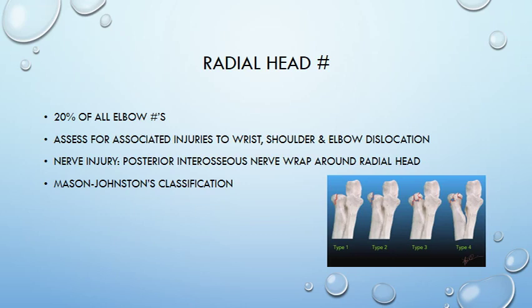The classification used is the Mason-Johnston classification, dividing the fracture into 4 different types, as you can see at the bottom right of the slide. In type 1, one fragment is present with no displacement. Type 2, one fragment displaced. Type 3, multiple fragments. Type 4, multiple fragments and displaced.